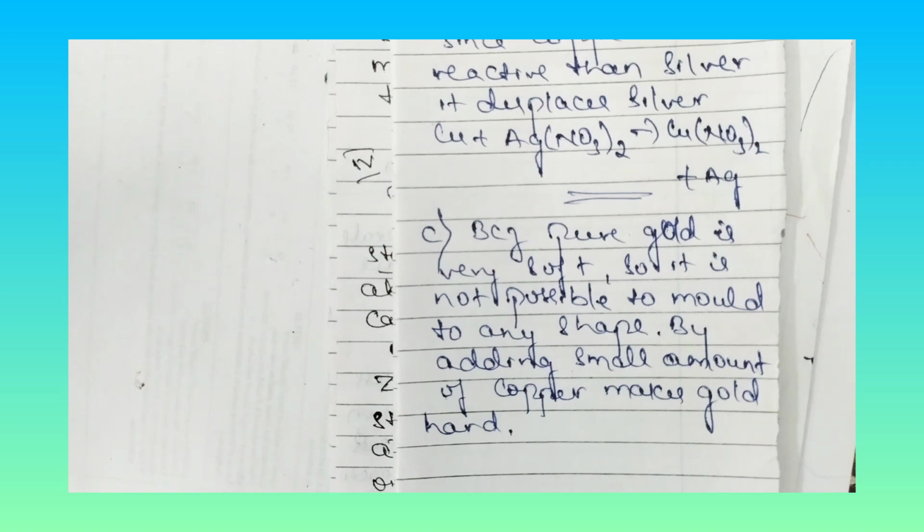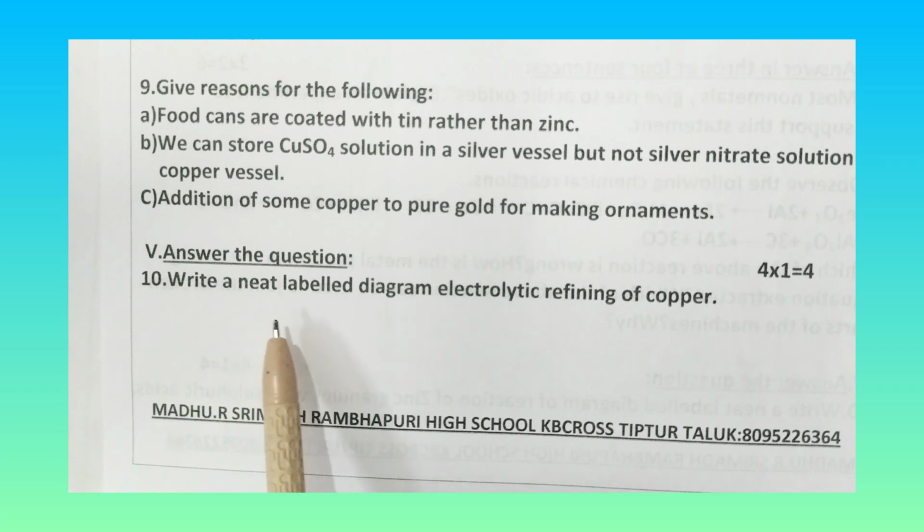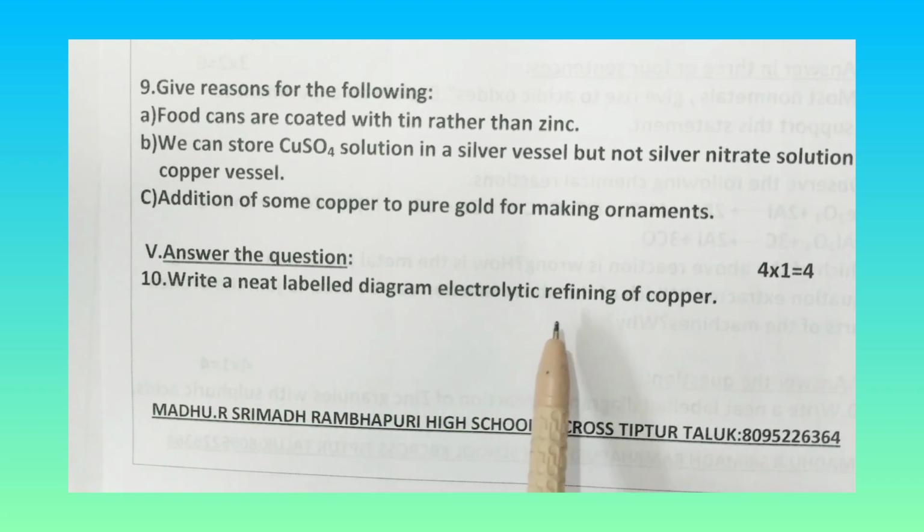Now let us move to the next question, and this is the last question. Draw a neat labelled diagram of electrolytic refining of copper. So this is the last question. So by this we have successfully answered all the questions related to unit test paper number 6.